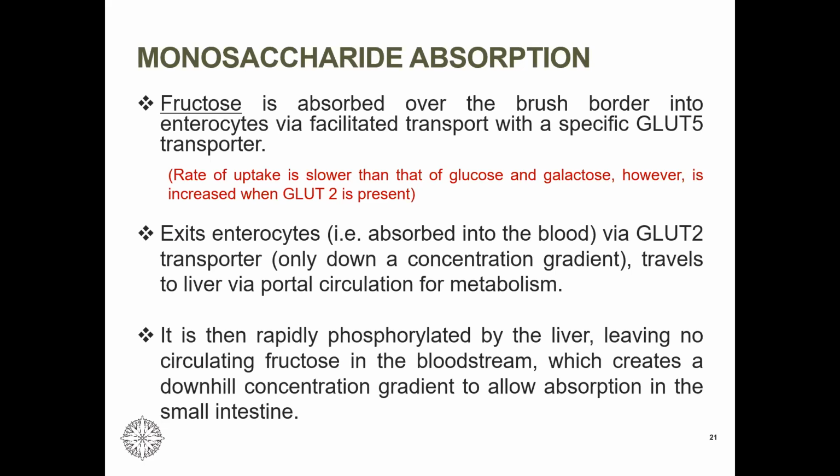Okay, moving on to fructose. For fructose, we have GLUT5. So we have specific transporters, but the rate of uptake is slower than that of glucose and galactose. However, it is increased when GLUT2 is present. It exits enterocytes via GLUT2. And we all know what happens. It goes to the liver, it is rapidly phosphorylated, and then it is available for all other work. In fact, excess fructose is converted to fat as well.